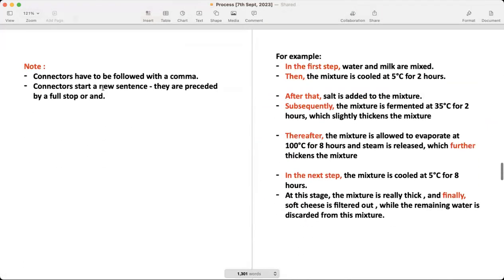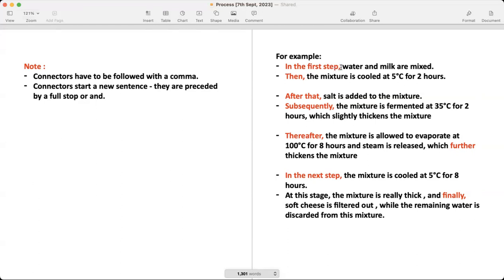Okay. Connectors have to be followed by a comma. Connectors start a new sentence. They are preceded by a full stop or and. So remember, connectors are always followed by a comma. So in the first step, you pause here. In the first step, you don't write in the first step water and milk are mixed. You write in the first step, water and milk are mixed.